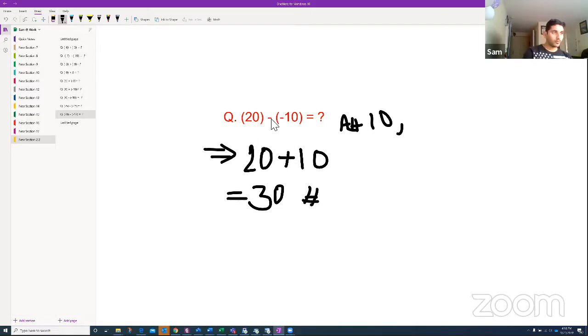So what happened was this negative right here changed to the positive because you have one negative and another negative. If you multiply negative times negative, it's going to be positive. Okay. Let's do a similar one.